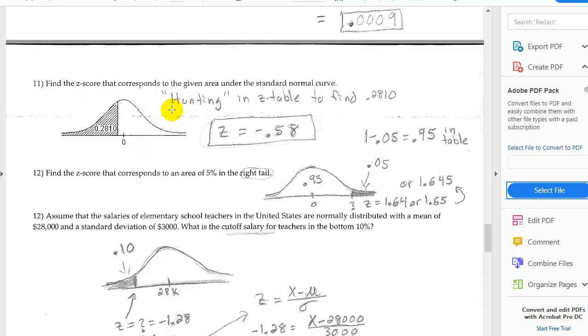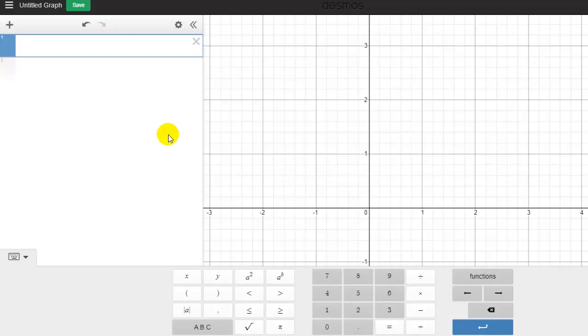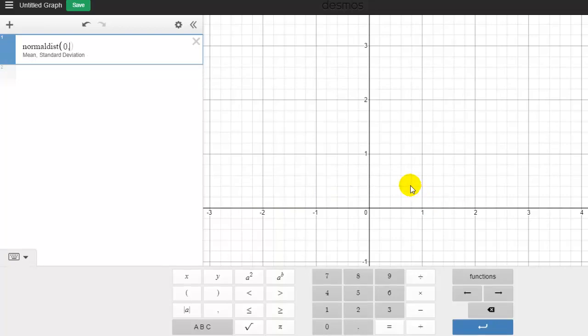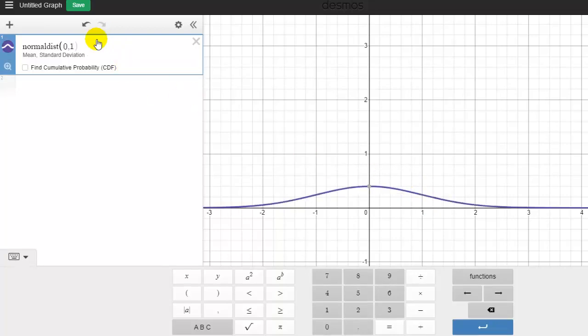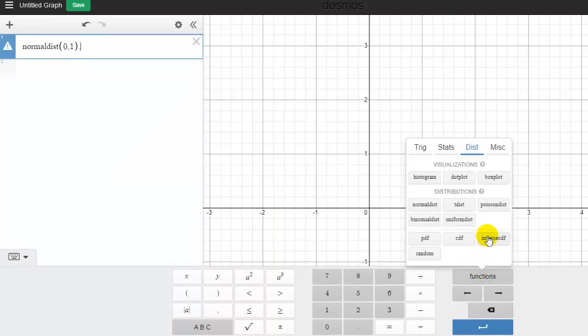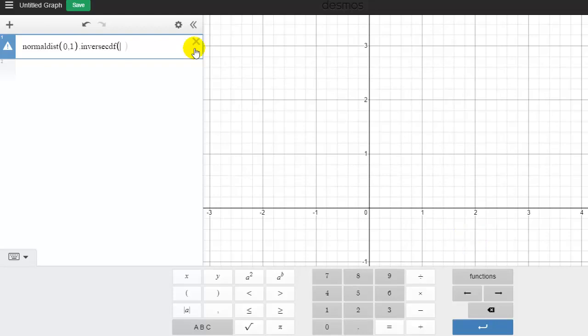So we can see the instructions here say find the z-score corresponding to the provided area under the curve. If I'm doing this by hand, I'm literally looking at my standard normal table and hunting for 0.2810 in my table. Desmos makes this so much easier. Now, the problem we're looking at is z-scores, so my mean is 0, standard deviation is 1. In Desmos, I've brought up my keyboard, clicked functions, and I have a normal distribution, typing 0 comma 1 as my mean and standard deviation. Then I put a decimal point, go back to functions, and choose the inverse CDF.